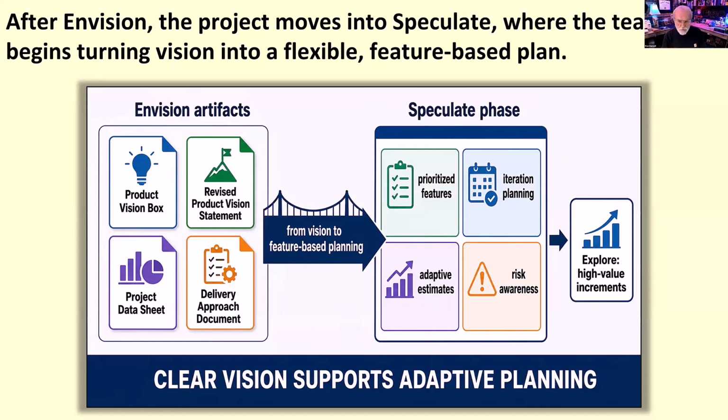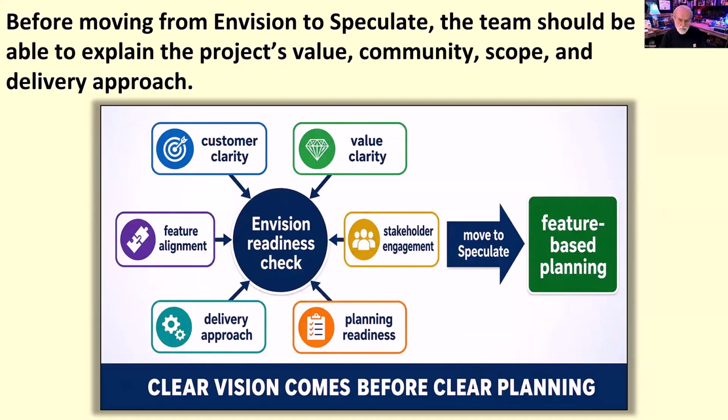And this is different from traditional planning because the plan is expected to evolve as the team learns more. And the goal is not to predict everything perfectly. The goal is to create enough direction to begin prioritizing features, planning iterations, managing risk, and preparing for incremental delivery and stakeholder review. So before we move from Envision to Speculate, we should be able to explain the project's value, community, scope, and delivery approach.